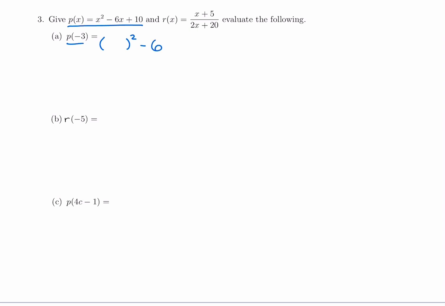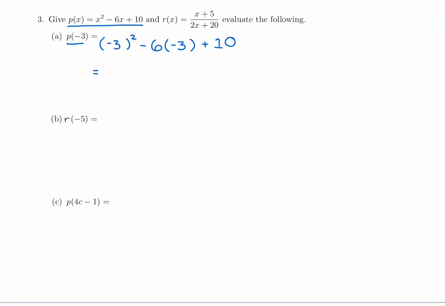I'm just going to set up each x getting replaced in parentheses. So I'm going to have a parentheses squared minus 6 times the set of parentheses plus 10. And I'm going to replace those parentheses with a -3 in there. If you don't use parentheses in a calculator, it will not come out correct. If you are without a calculator, you could try to do it in your head.